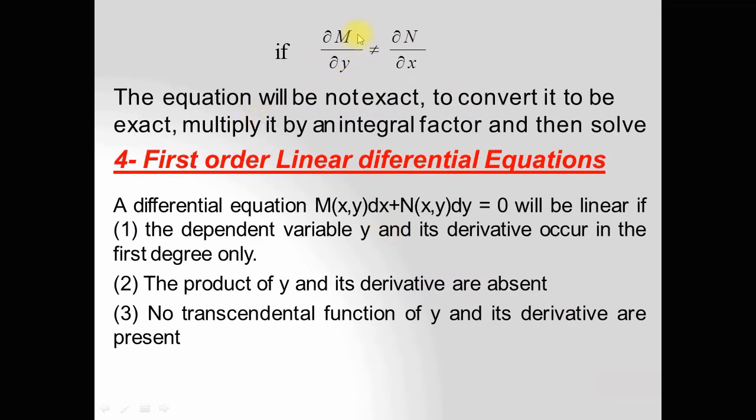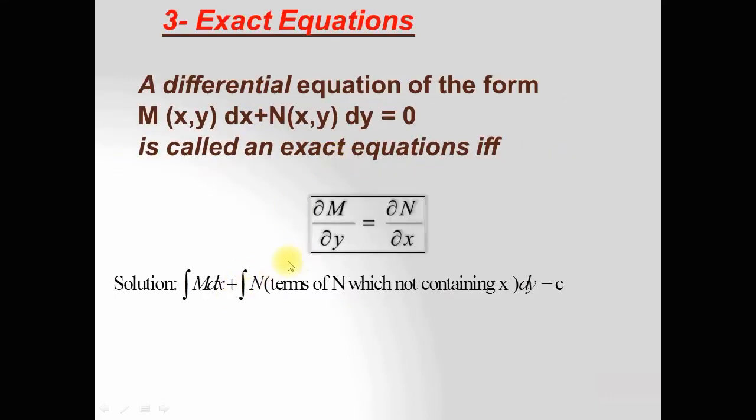And if partial M by partial y does not equal partial N by partial x, then the given differential equation will not be an exact differential equation. So if the differential equation is not exact, then we convert the non-exact differential equation into the exact form by multiplying an integral factor, and then solve by this formula.